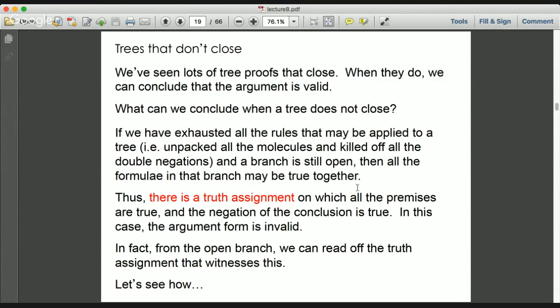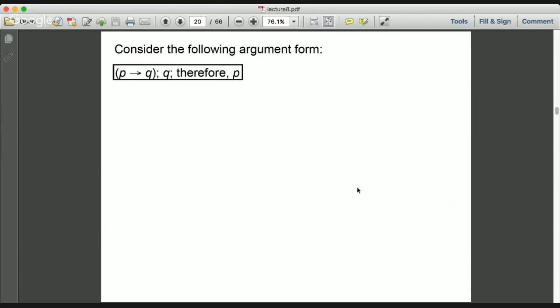Okay, good. And then I'll show you that from the open branch we can read off what the truth assignment is. And we say it's a truth assignment that witnesses this. It's the way that the world could be if the premises were true and the conclusion was false. Right, let's see how. So here's an argument. If P, then Q; Q; therefore P.